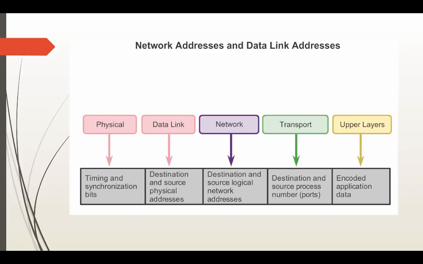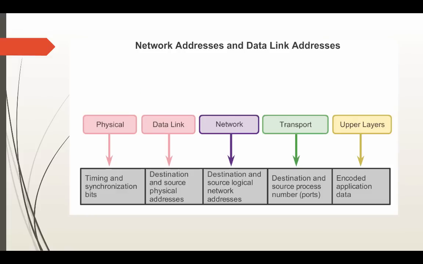A layer 3 IP address has two parts, the network prefix and the host part. The network prefix is used by routers to forward the packet to the proper network. The host part is used by the last router in the path to deliver the packet to the destination device. An IP packet contains two IP addresses. Source IP address, the IP address of the sending device. The destination IP address is the address of the receiving device.